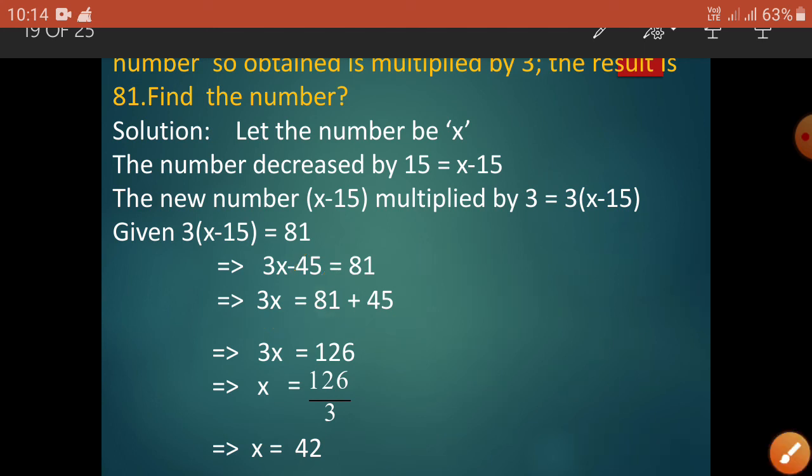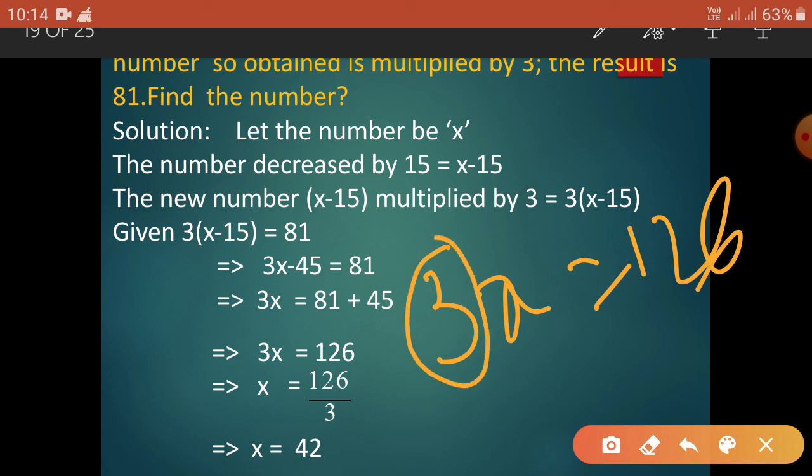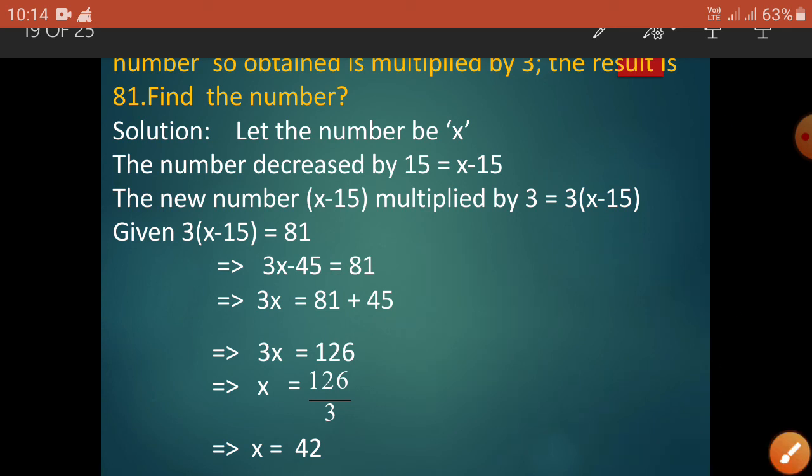Got it? Here also you can do the same thing. 3x is equal to 126. We have to omit 3 to find the value of x, so we have to divide by 3 on both sides. Here it is 3 and 3, we get x equal to 42. Go to the next slide.